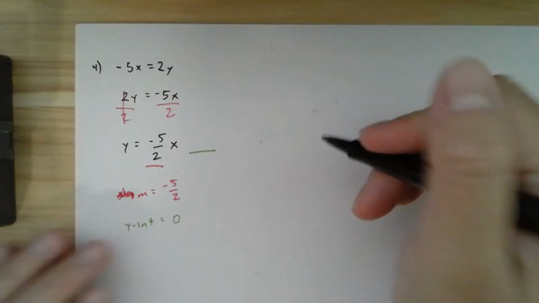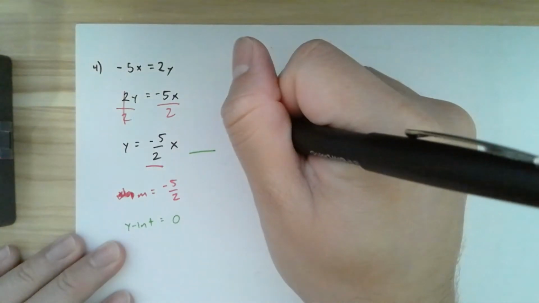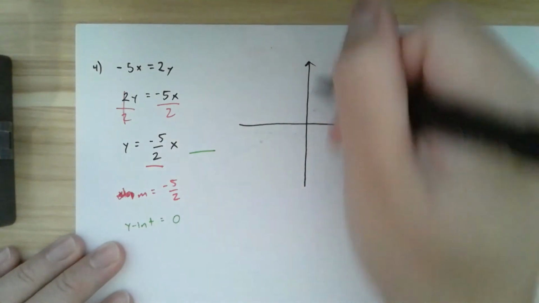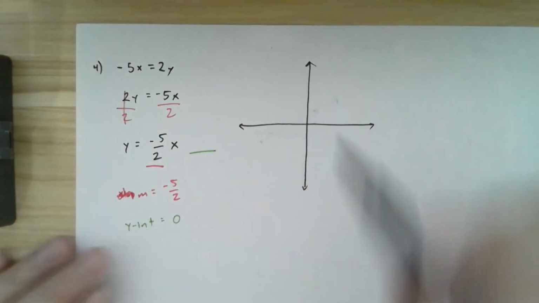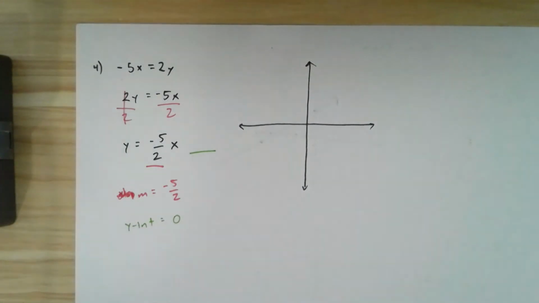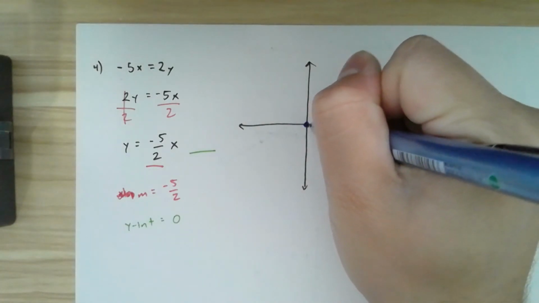So what does that look like graphically? Well, where is y equal to 0? It's right at the origin. It's just going to be there. So there's where my y-intercept is, right at the origin.